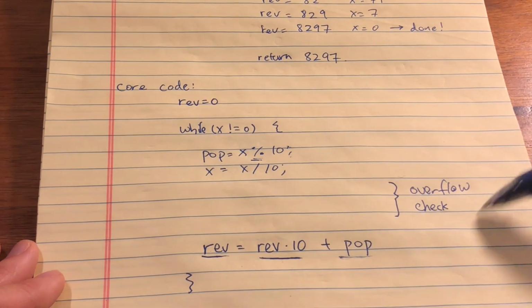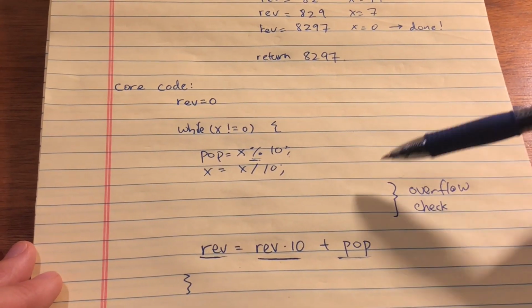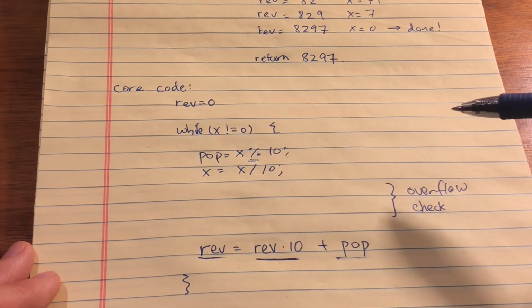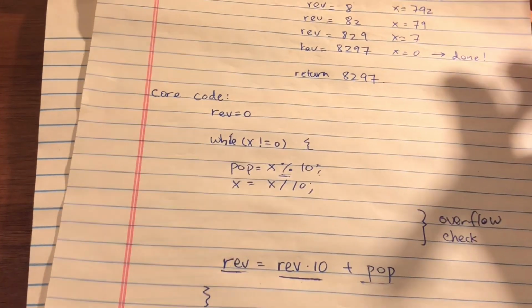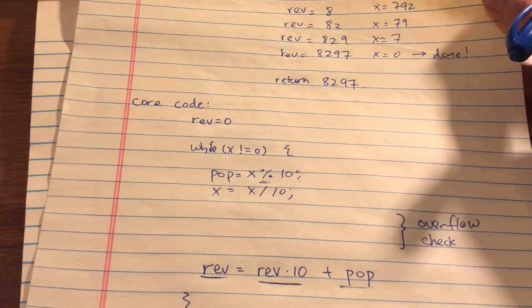So what about this overflow check that I have left space for here? Well, to understand this, first we need to discuss what is an integer and how is it represented.